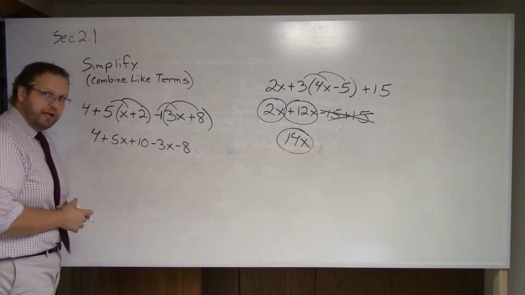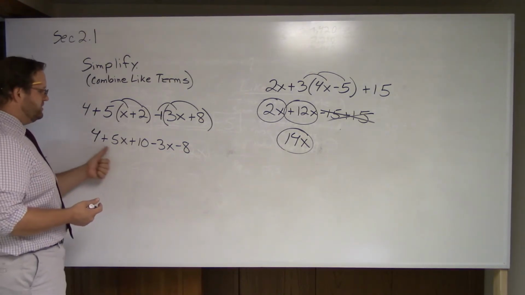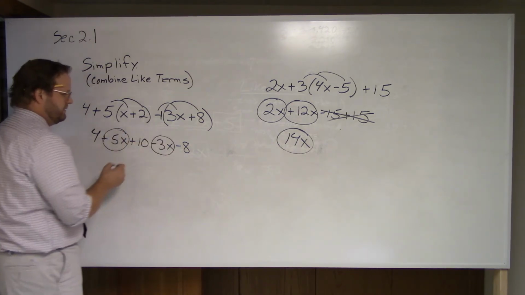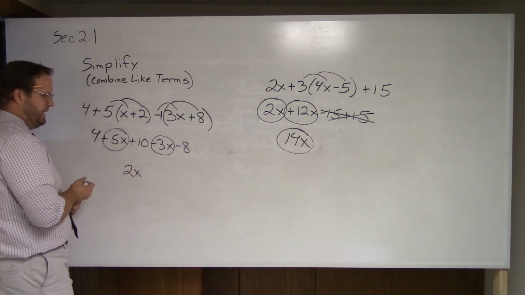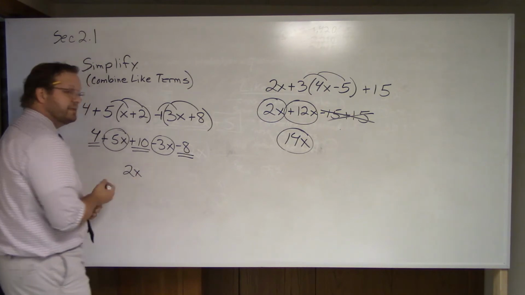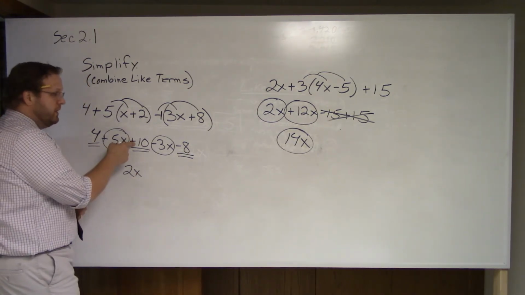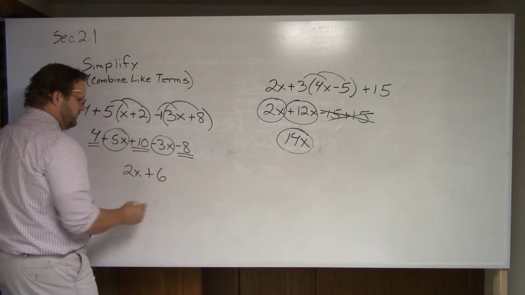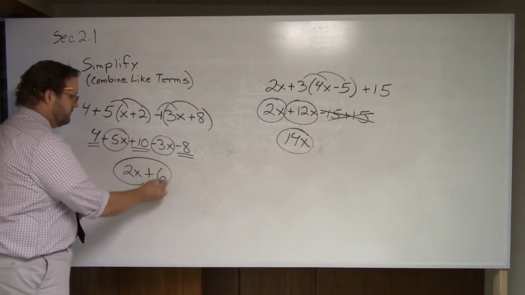I laid it all out. Now, keeping in mind that I want descending order, I'm going to jump to this. I'm going to take this x and this x. 5 minus 3 is 2x. And then I'm going to take all these constants and pull them together. 4 plus 10 is 14. 14 minus 8 is 6. And then there is your answer.